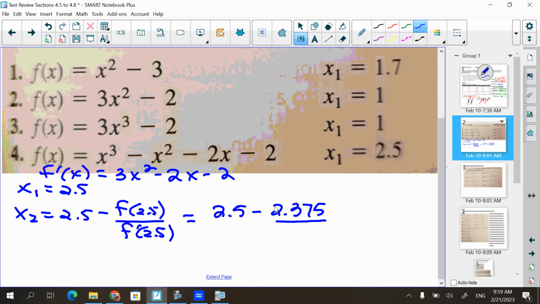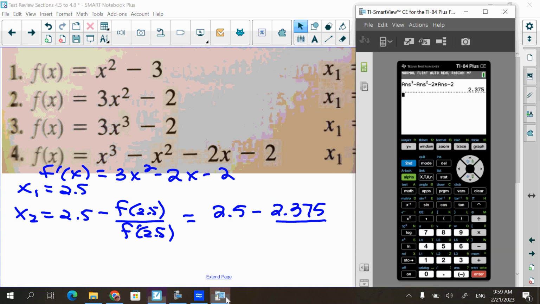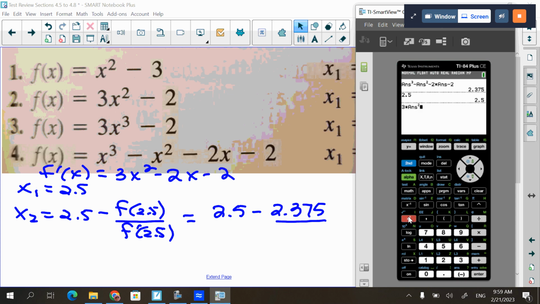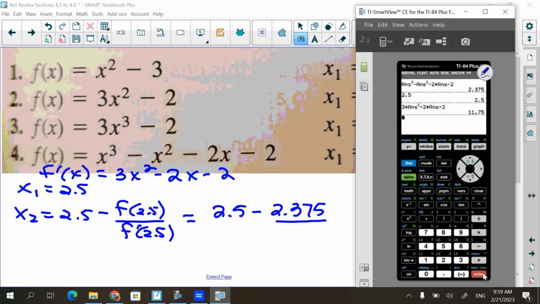Now I need to do f prime of 2.5. So go to your calculator, get the 2.5 back in the brain of your calculator, and now I'm going to do it with this guy here. 3 times second answer squared, and then minus 2 times second answer, and then minus 2. And that answer is 11.75.